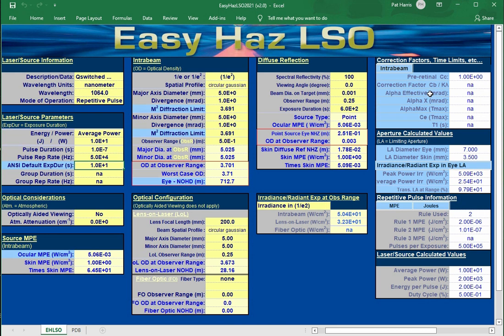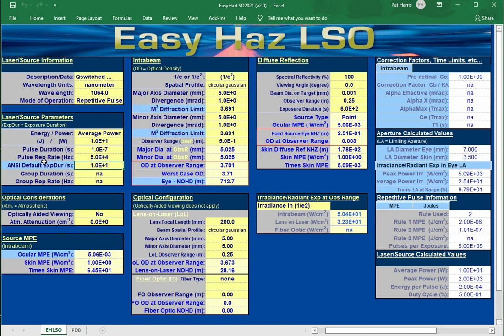C sub E, we're going to set that to 1 because we're wanting the point source MPE, and so with all that said and done, our rule 1 MPE will be 2 times 10 to the minus 6 joules per square centimeter, and here it is right there. So yeah, just remember to set that pulse duration somewhere in the nanosecond range, and 100 nanoseconds is a really nice spot to land on.